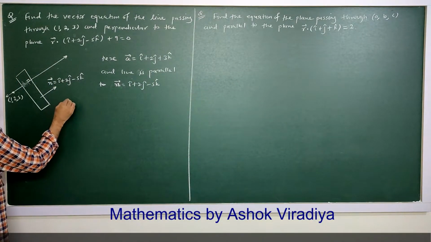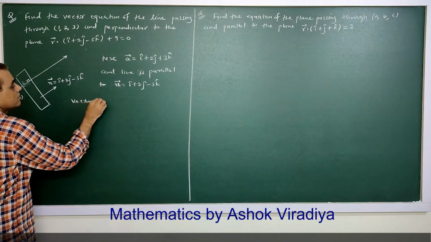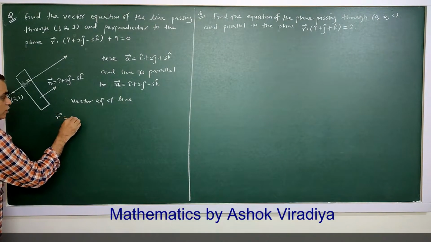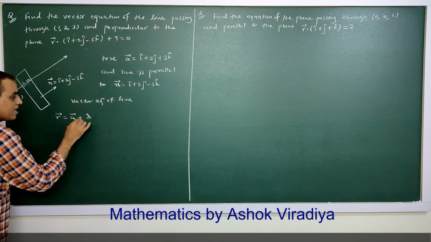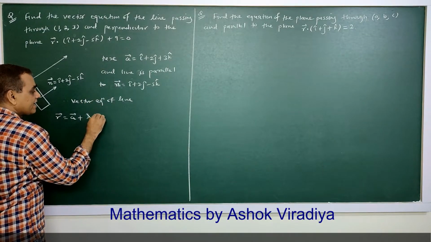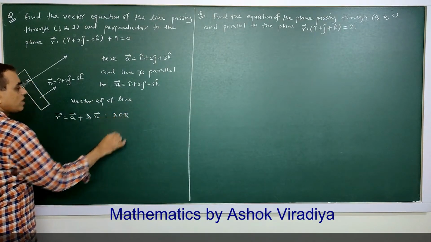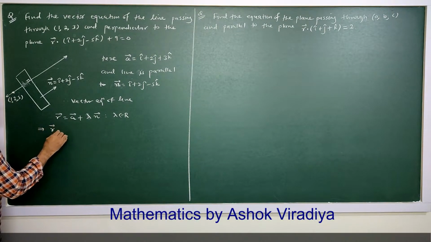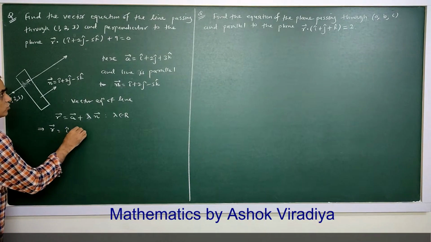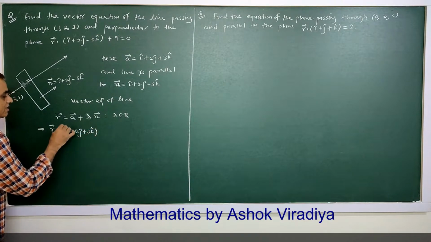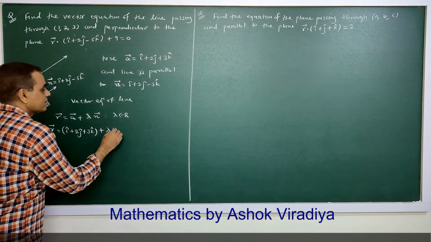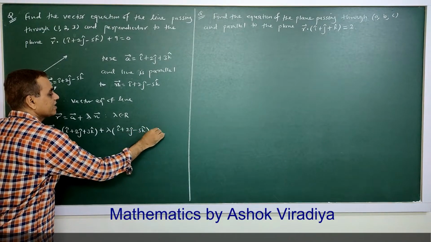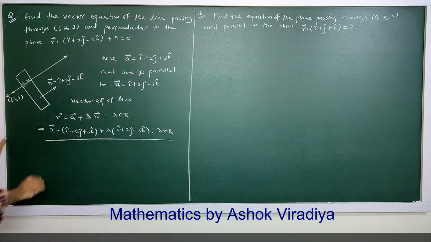So the equation of the line is therefore, the vector equation of the line: vector r is equal to vector A plus lambda times vector n, lambda belongs to R. That is, vector r is i plus 2j plus 3k plus lambda times (i plus 2j minus 5k). This is the vector equation of the line.